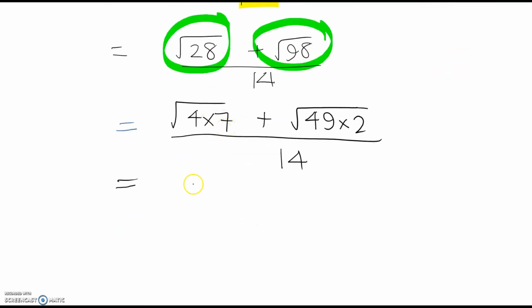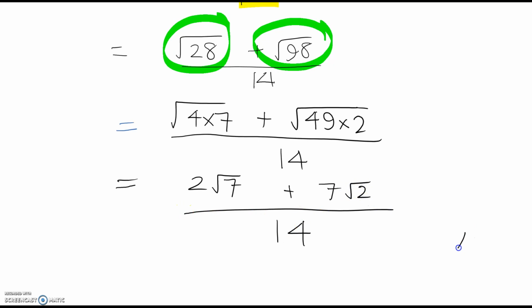Square root of 4 is 2. The square root of 7 stays behind. Plus square root of 49 is 7. Square root of 2 stays behind, and that's all over 14. And you're done.